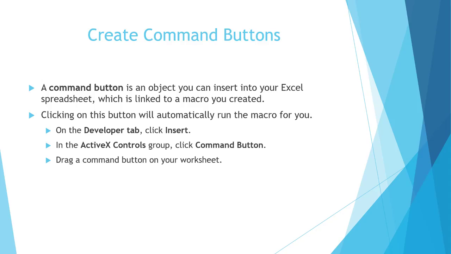So now that we've learned how to make a basic macro, we're going to talk about command buttons. Because once you've made this macro, you need to be able to call forth this macro to be used when you need it. And one way to do that is with a command button. So a command button is an object that you insert into your Excel spreadsheet that is linked to a macro you created. Basically, clicking this one button will automatically summon this macro and execute it for you.